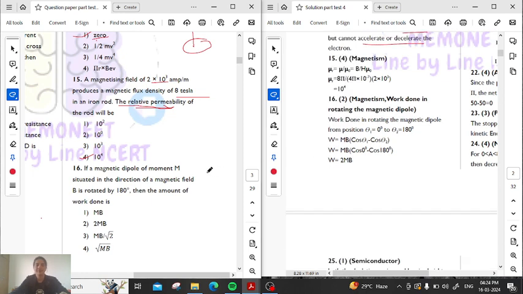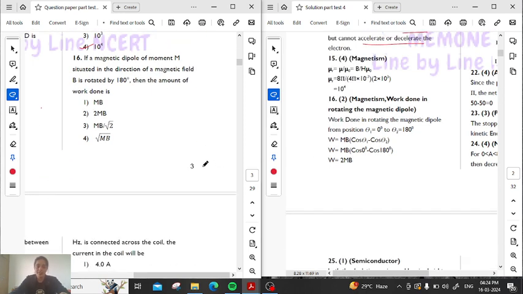Okay. So let's move to the 16th question, which says, if a magnetic dipole of moment m situated in the direction of a magnetic field B is rotated by 180 degrees, what happens? We have some magnetic dipole and we have put it into a magnetic field of some B, and it is rotated through 180 degrees. That means it is rotated from this to this, like this, 180 degrees. How much work has been done?